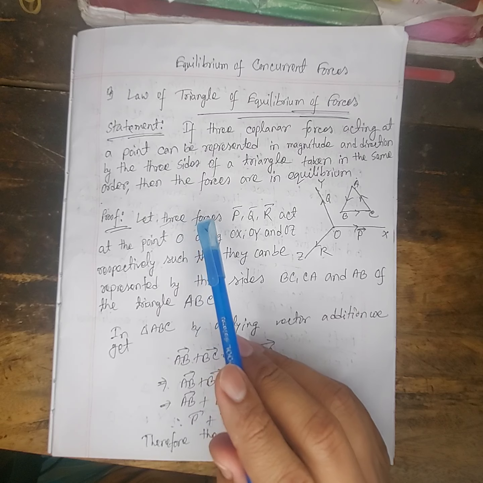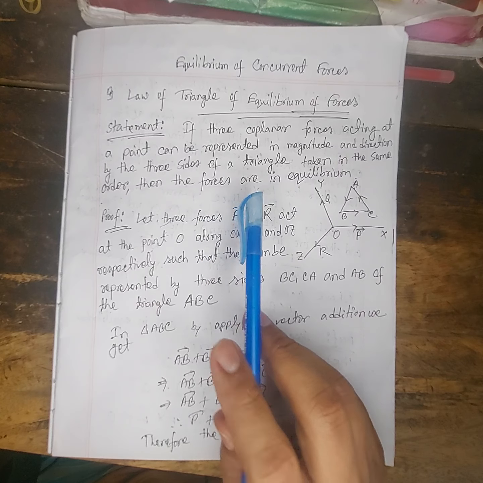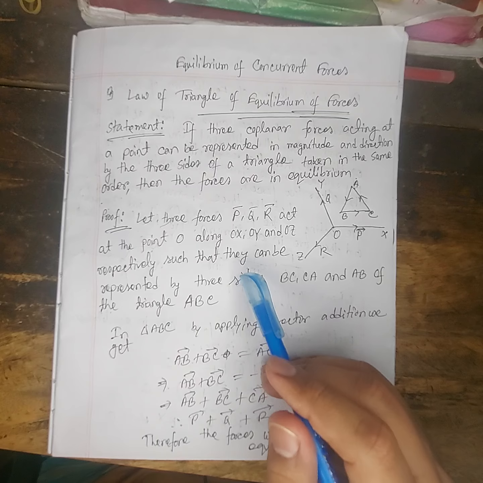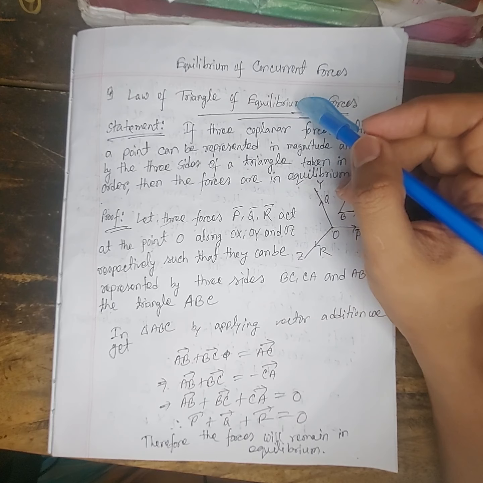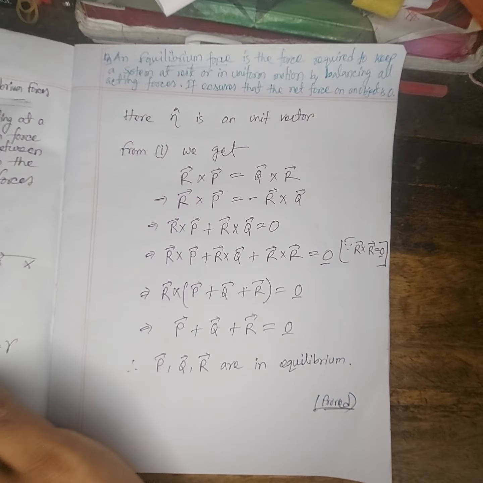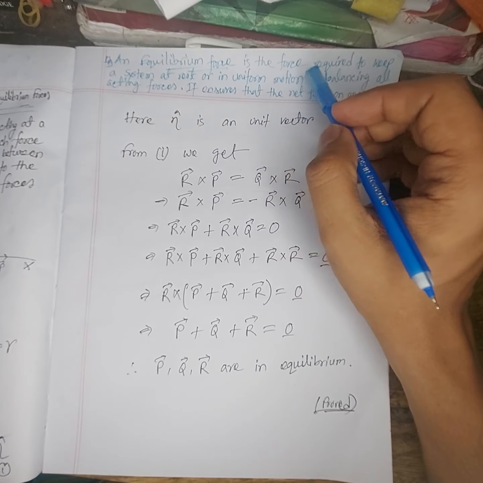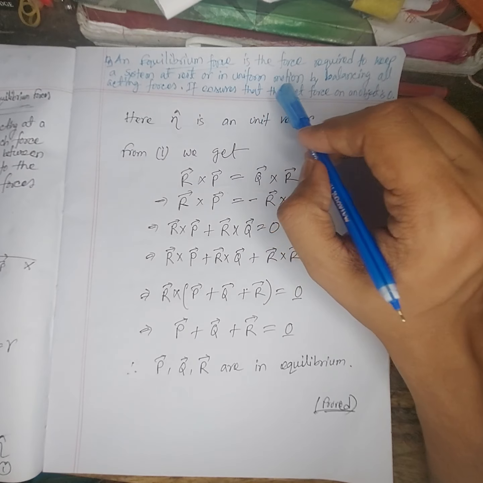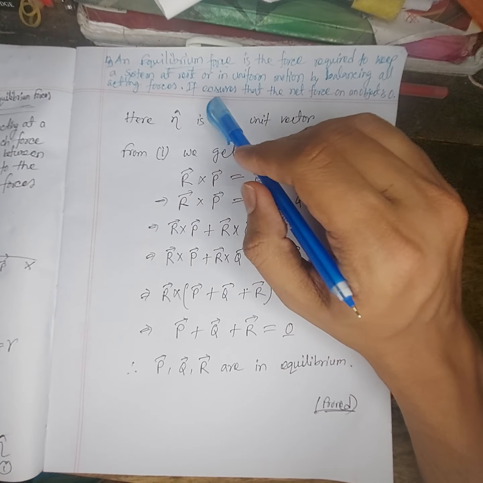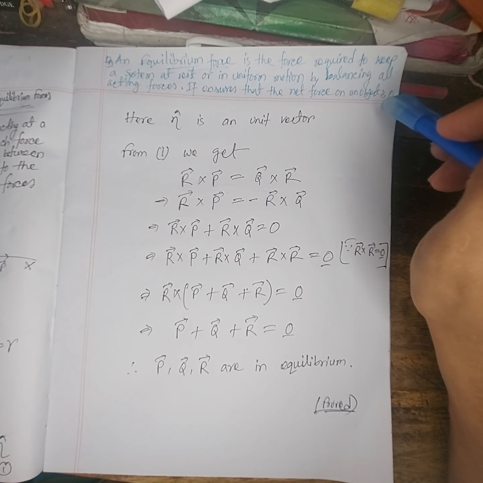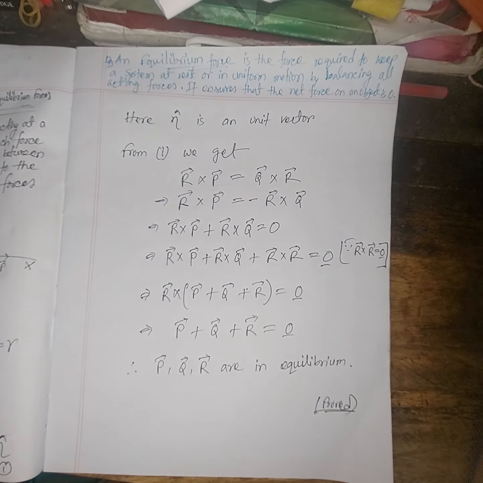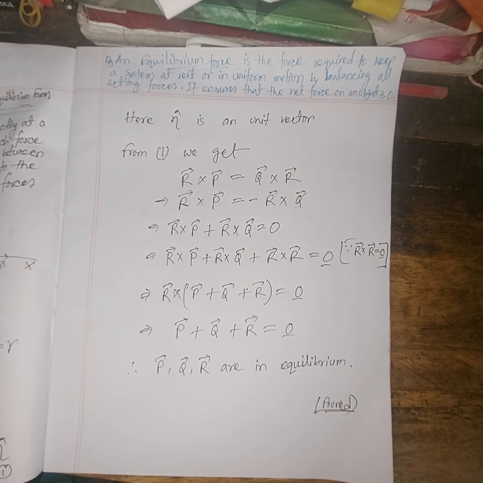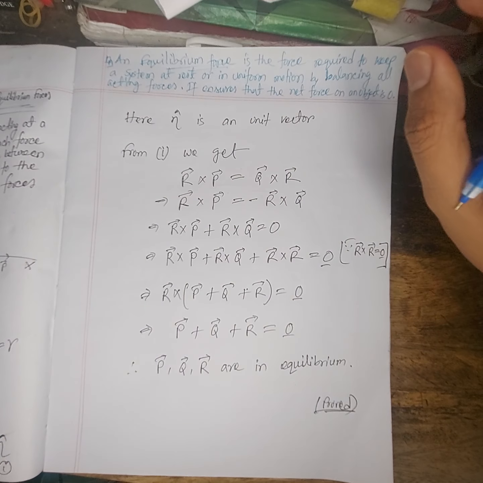Before starting the explanation, I should first tell you what equilibrium forces are. Actually, an equilibrium force is the force required to keep a system at rest or in uniform motion by balancing all acting forces. It ensures that the net force on the object is zero. When two or three forces are in balance and the net force becomes zero, they can be called equilibrium forces.